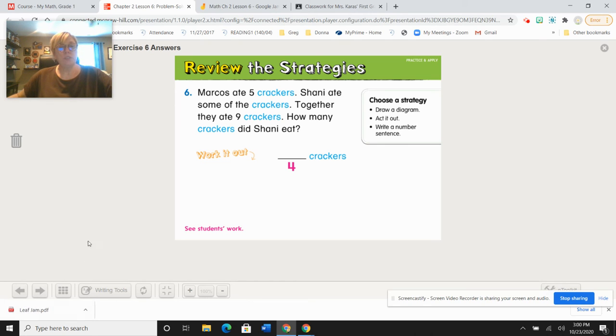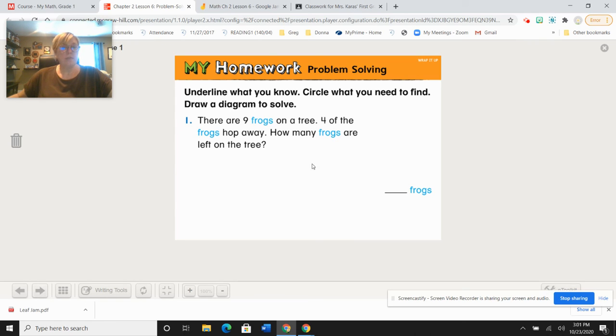Okay, so boys and girls, that was our lesson today, a good way of learning a new strategy. If you would like to, you can always practice the homework page for a little extra practice. It's very much just like the lesson, but using different numbers or different stories.